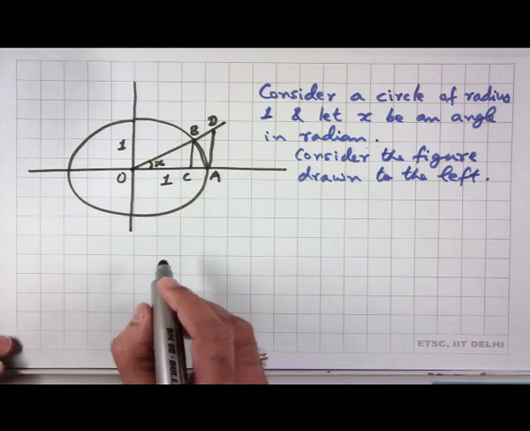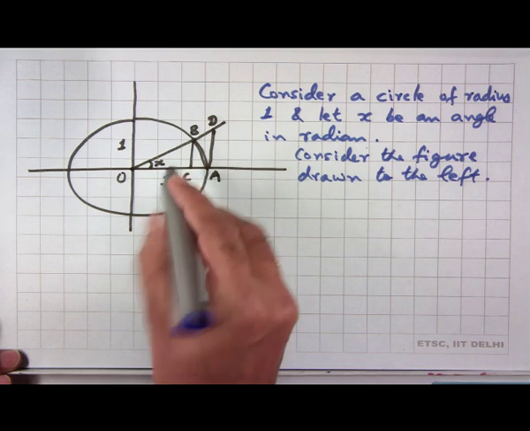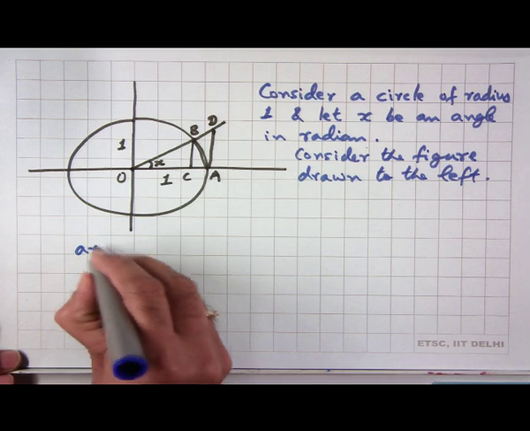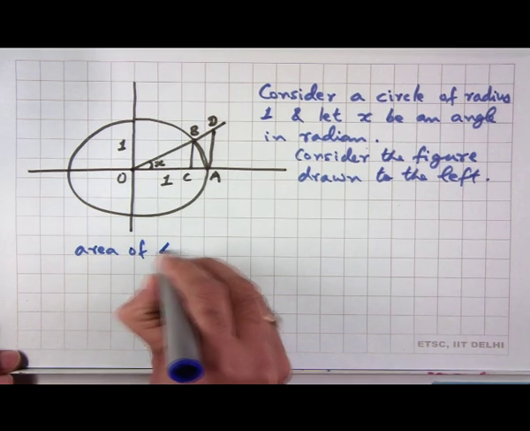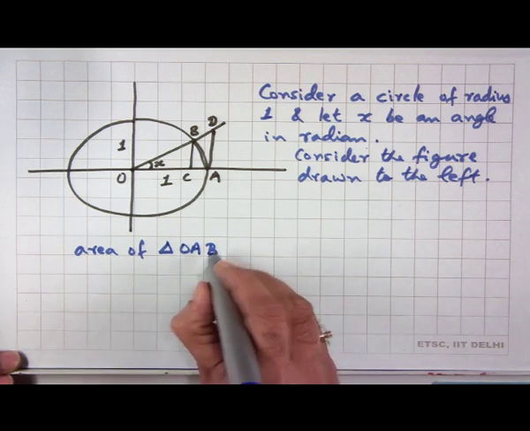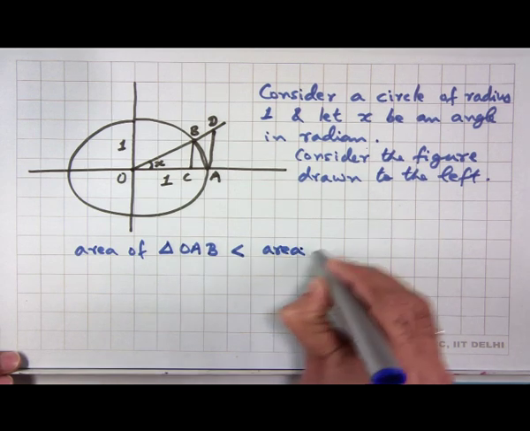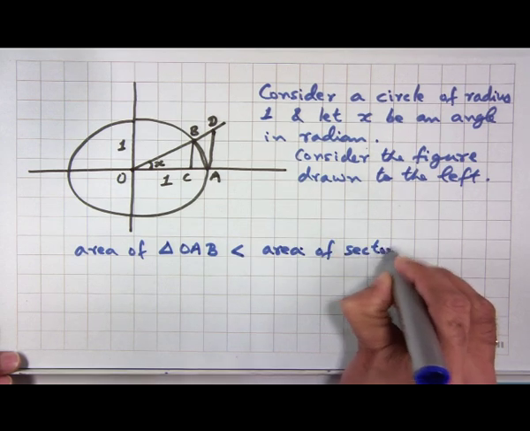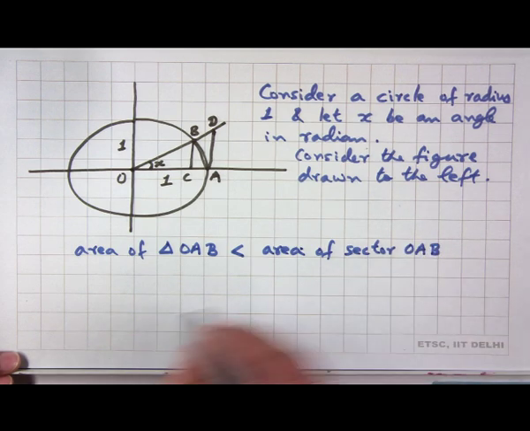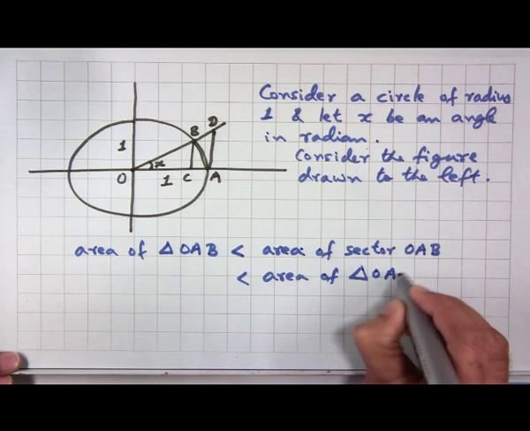Now, let us try to, so from this figure it is clear that if I look at the area, so area of triangle OAB, this is less than area of sector OAB, which is in turn less than area of the bigger triangle OAD.